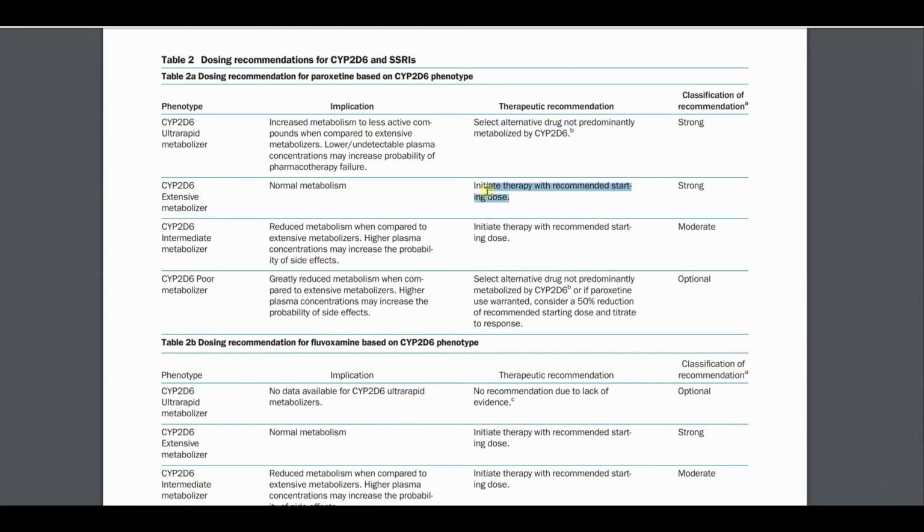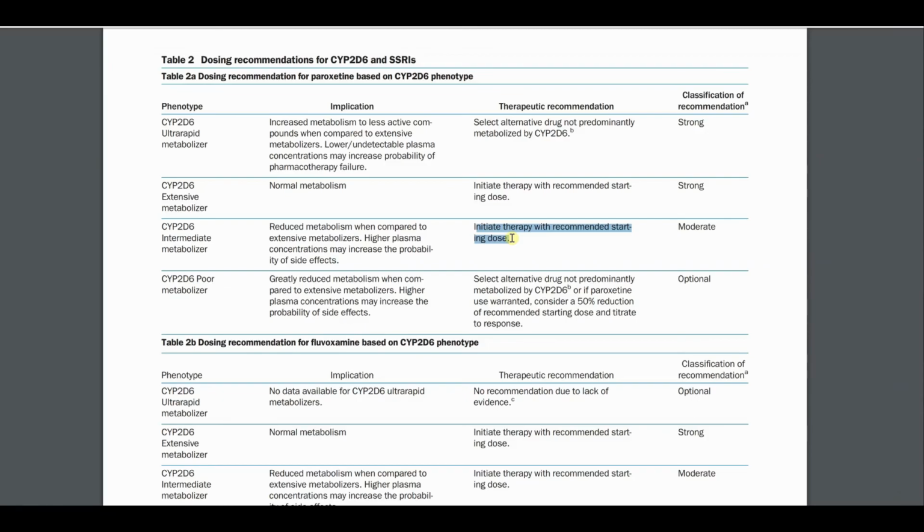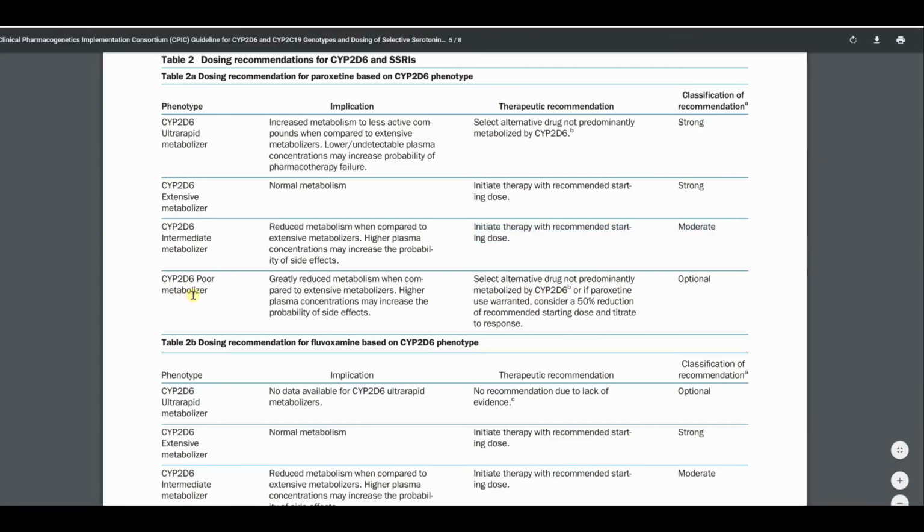If they're normal metabolizer, continue as normal. And CPIC actually for an intermediate metabolizer just says initiate therapy with a recommended starting dose. So really probably what that recommendation comes from is studies not showing any effect or at least increased side effects for intermediate metabolizers on paroxetine. And as you can see, the evidence is not that good there. And then a poor metabolizer here: select an alternative drug not metabolized by CYP2D6 or consider a 50% dose reduction.